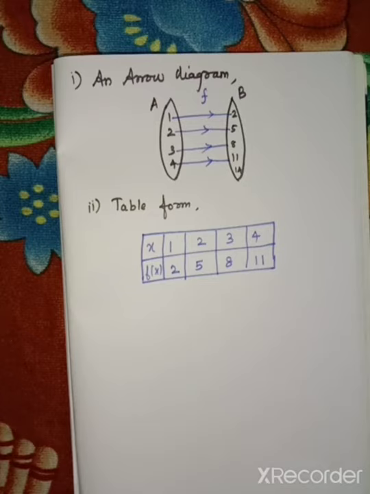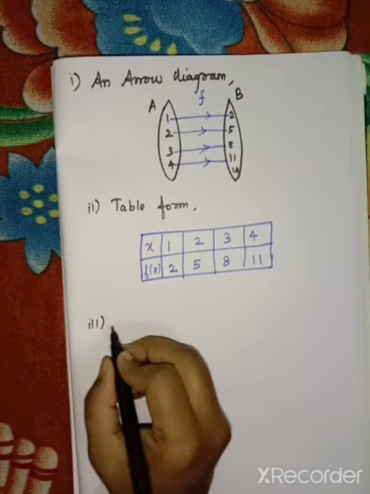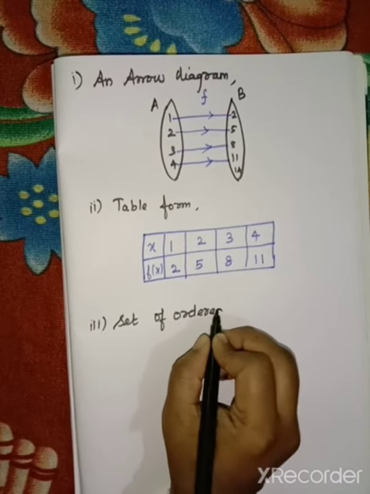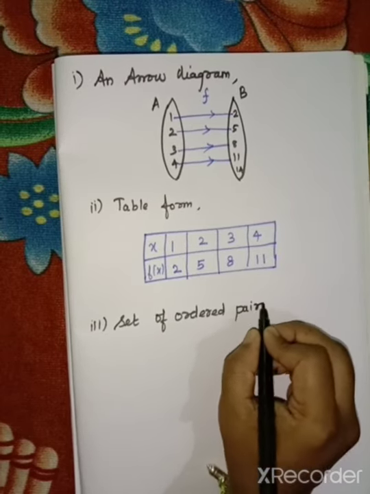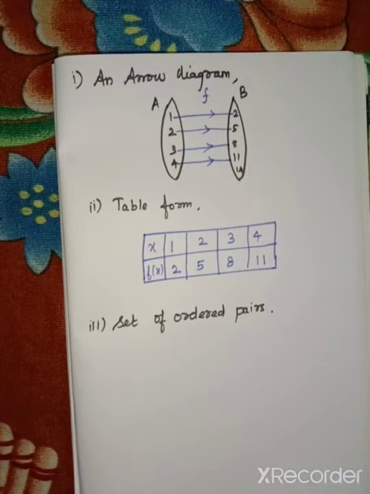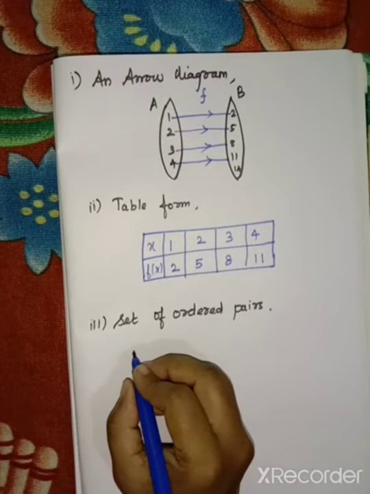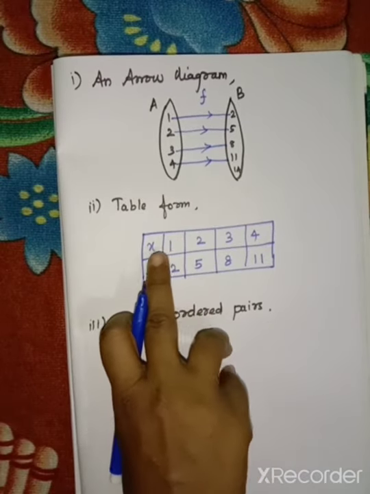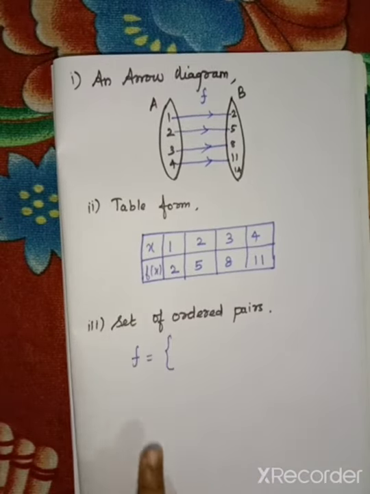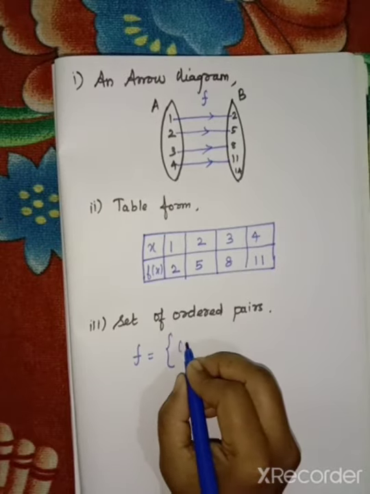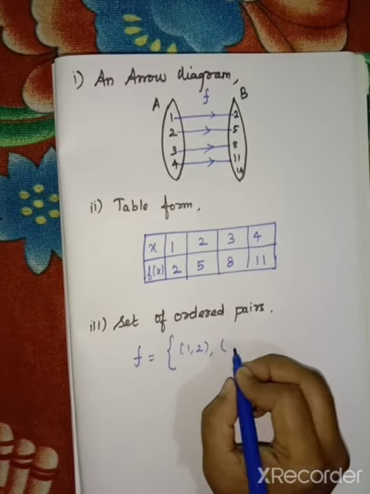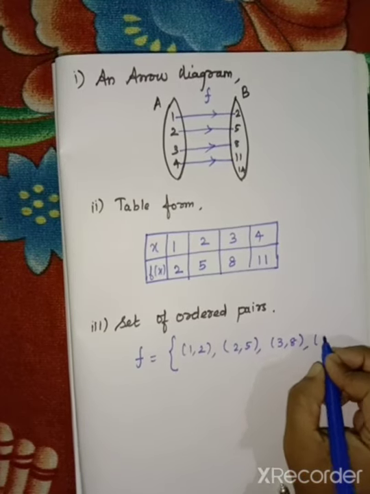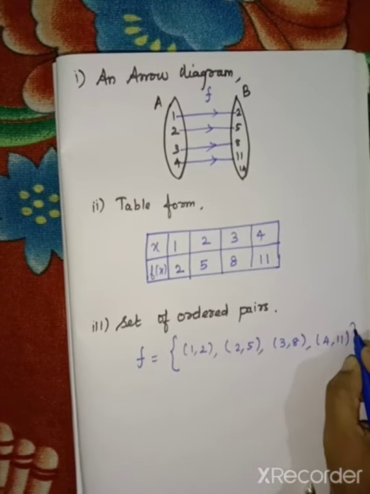Then the third one is the set of ordered pairs. Set of ordered pairs means we have to use the function f. So f equals the set of pairs x comma f of x, which we have to write: 1 comma 2, 2 comma 5, 3 comma 8 and 4 comma 11.